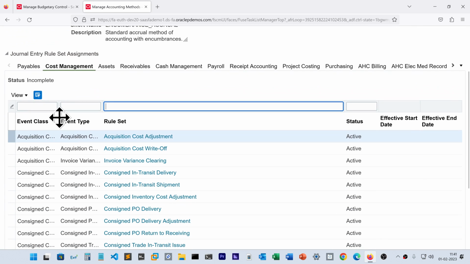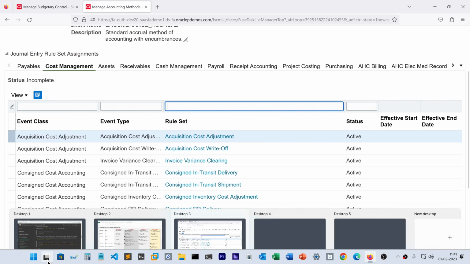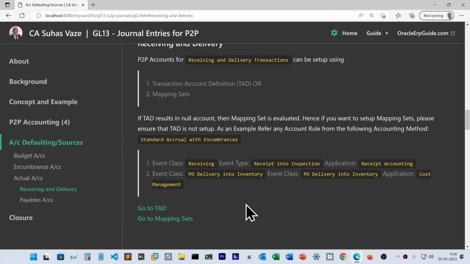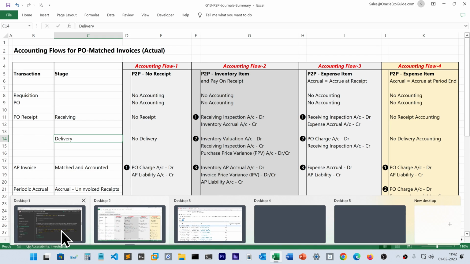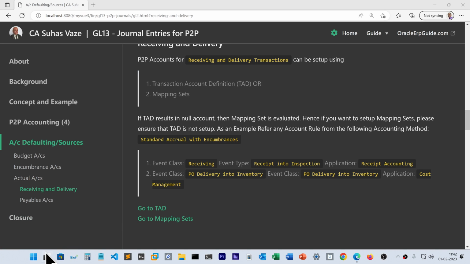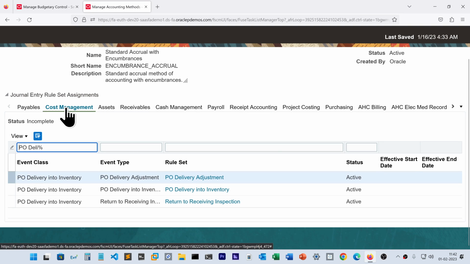Now you can see there are different event classes and event types. If you see this PO delivery into inventory, this event class, this should be typed here. It's a typo. The PO delivery into inventory will do the accounting for this part, delivery. So go to this one, PO delivery into inventory, and let us query that here. This is the one.